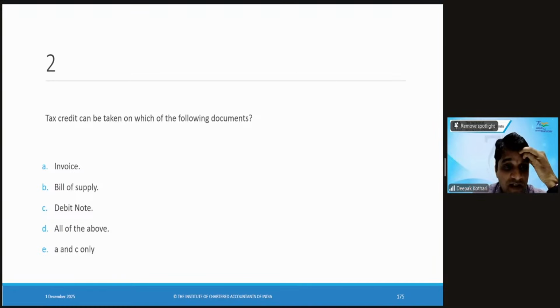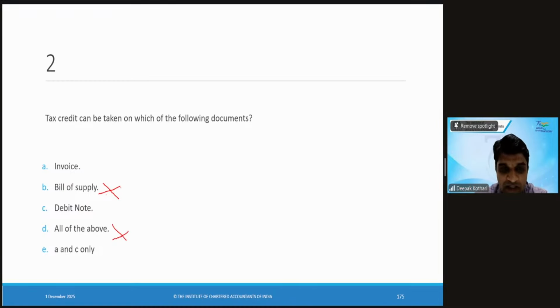Yeah, Khushi Gupta has said D, that it is invoice, bill of supply and debit note. क्या bill of supply पे हम credit ले सकते हैं? Bill of supply means a supply which is made by a composition supplier or a person who is making an exempt supply, right? He will charge nothing on that, we cannot claim the credit. So bill of supply is not the correct thing. If it is not bill of supply, it will not be D also, correct?